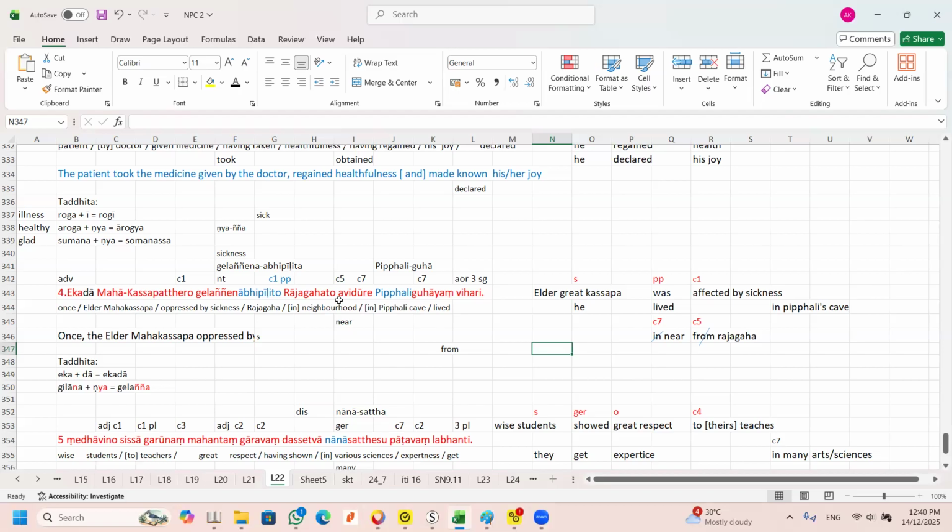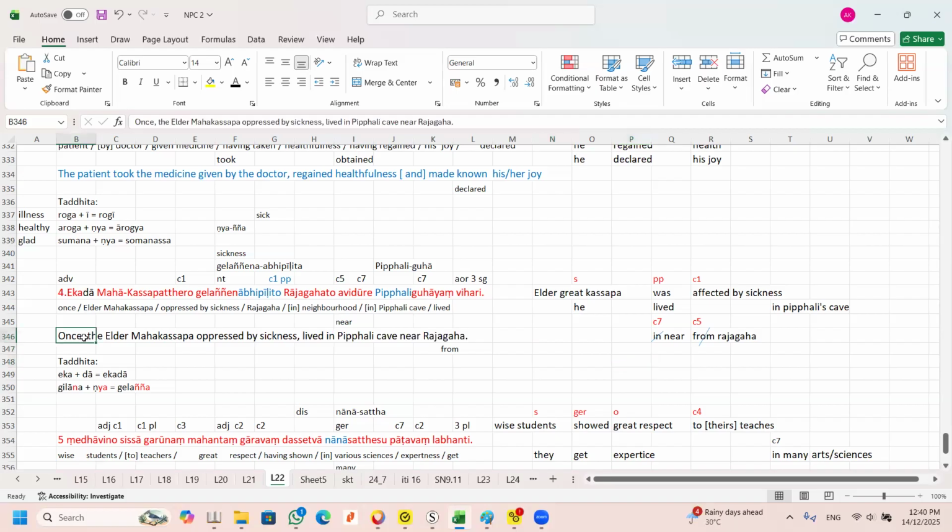Can you see this one? This "to" is ablative. Raja Gaha to means in near, from Raja Gaha. In English, we say near Raja Gaha. We don't want "from", just throw it away. That's it. So sometimes we have to translate certain prepositions differently in English, you see. So this is how you translate.